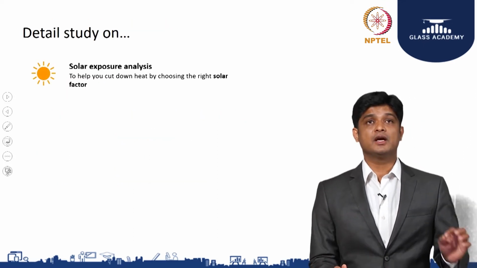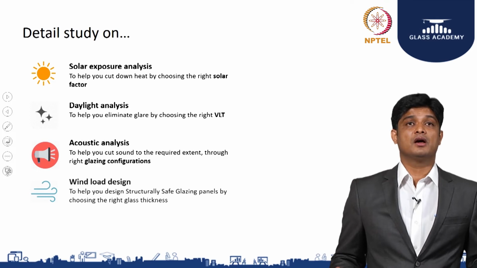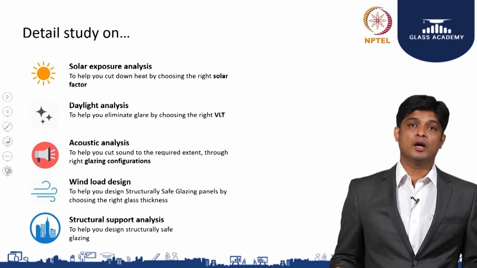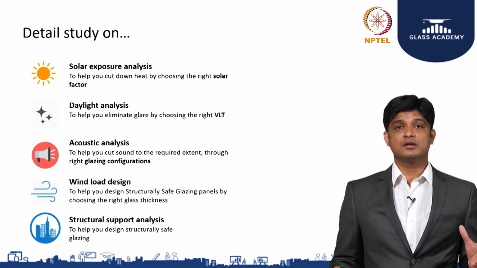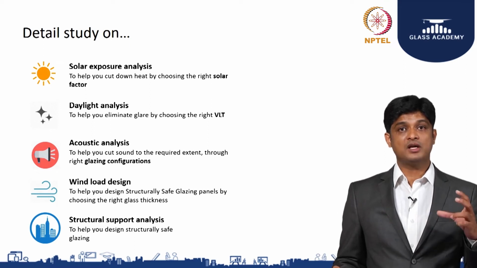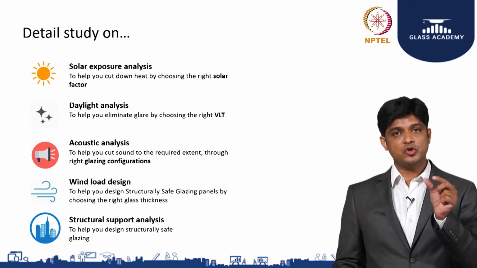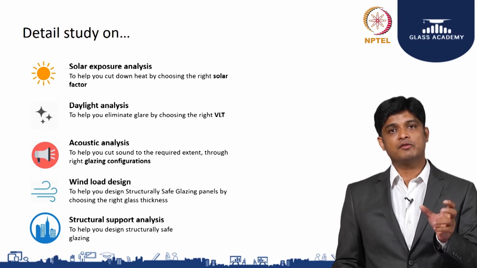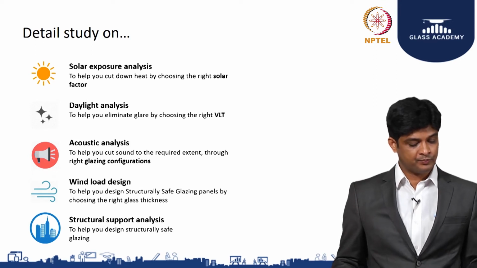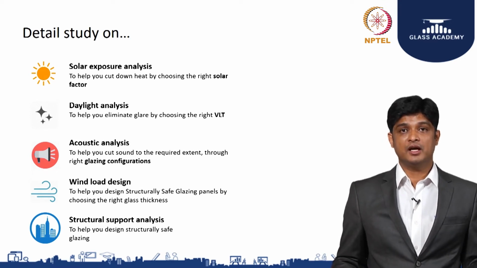So what are the types of detailed study that we can do? We can do a detailed, in-depth solar exposure analysis to understand which direction, during what time, what the intensity is, and how long this intensity is going to be on a building. Based on this, you can decide what the boundary of your required glass performance should be.